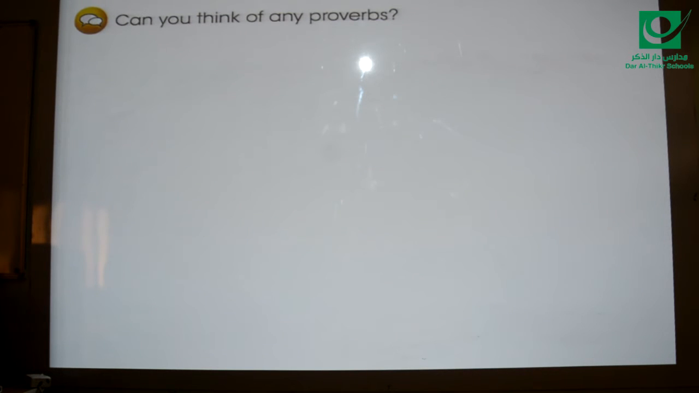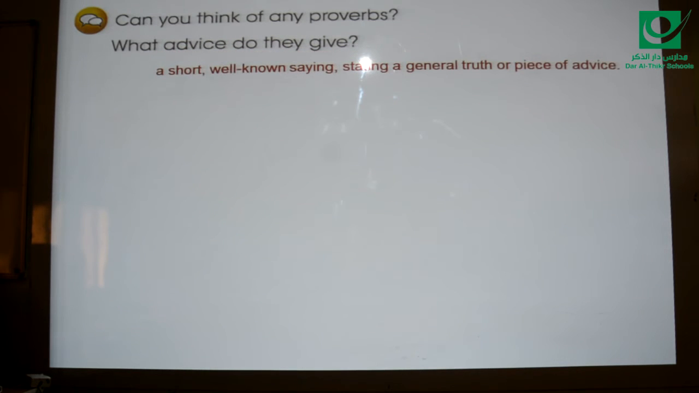Now, can you think of any proverb or saying in life? What advice do they give? Look, what is a proverb? It's a short and known saying, stating a general truth, so it's true for everyone, or it gives you a piece of advice, okay?